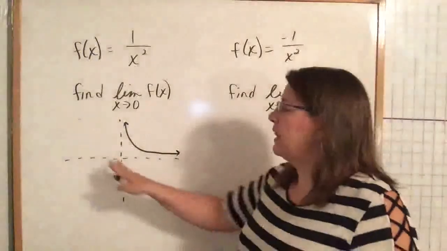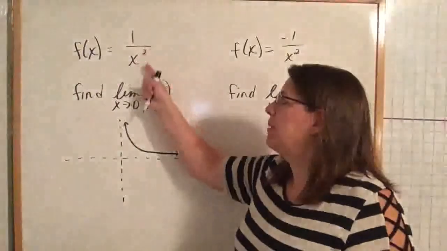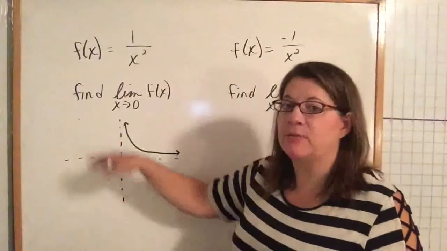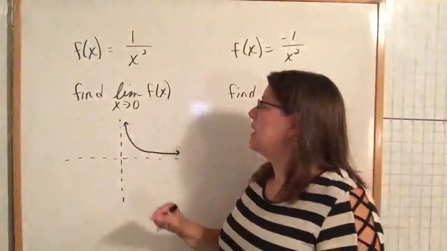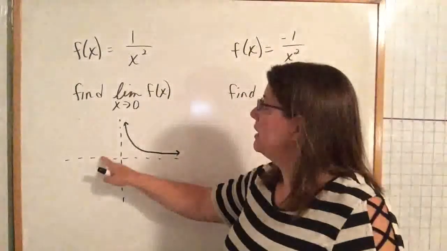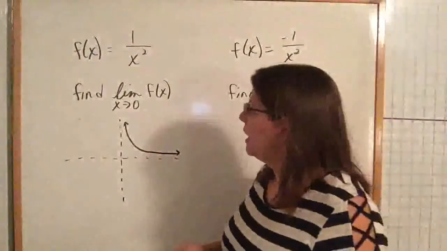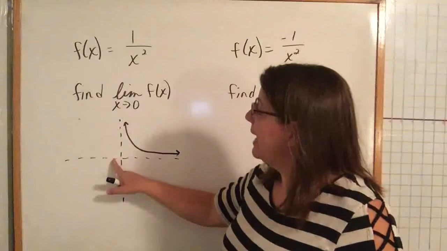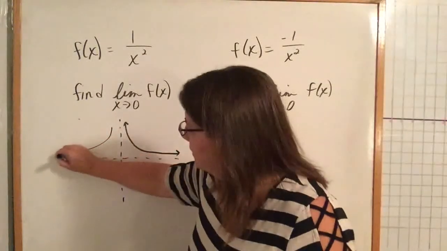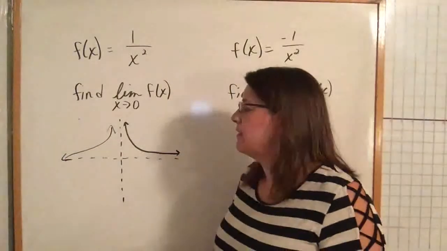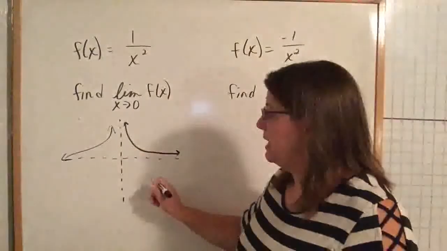And then if I look at the left-hand side, notice when I plug negative numbers in, the top and the bottom are both going to be positive. That tells me my graph will be above the x-axis. And so if I just go ahead and plug in some numbers, if I plug in -1, I'd get 1. -2 gives me 1/4. -3 gives me 1/9. If I plug in -1/2, I would get 4. So that tells me that my graph is going in this direction. So they're approaching positive infinity from both directions.